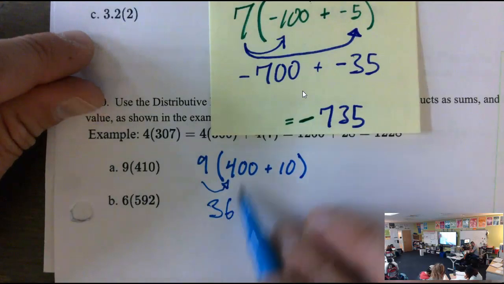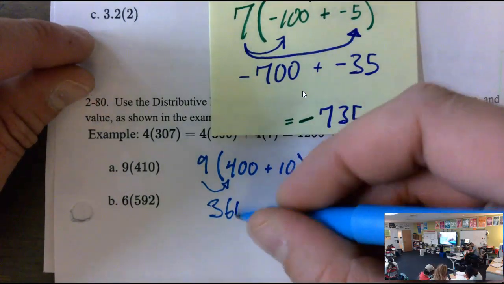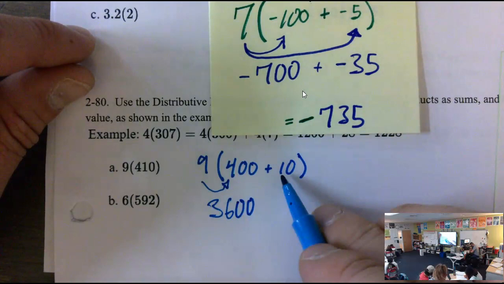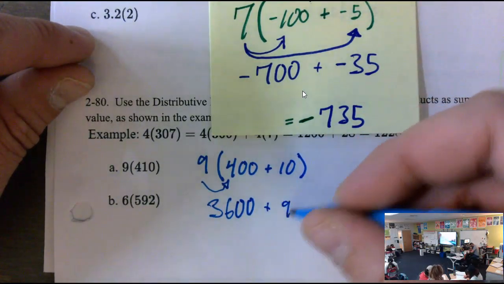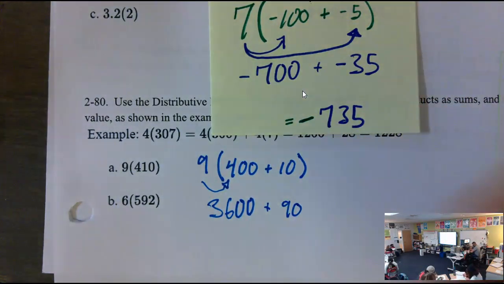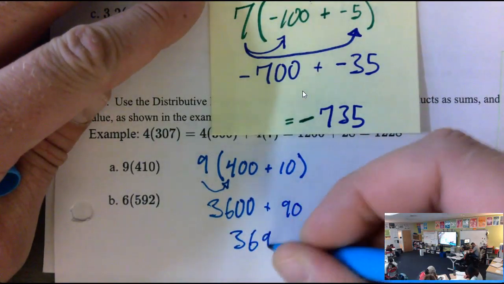9 times 4 is 36. How many zeros? 2. 9 times 1. And then put that 0 on. And now add them together. 3,690.